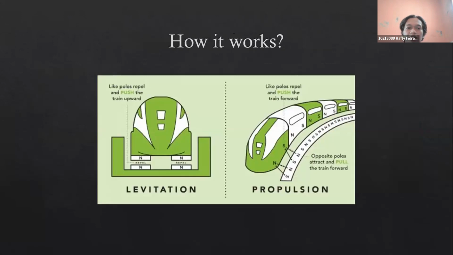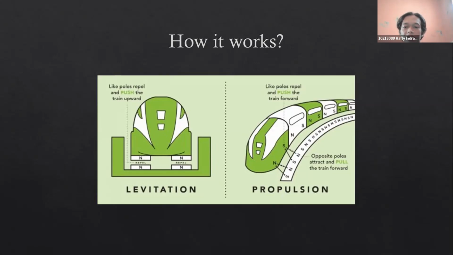And how does it work? The magnetic levitation train works as we can see in the picture, in the left picture. The train is levitating over the rail because the magnetic field under the train is north and the rail is north too. With the same magnetic poles, the train has a repulsive force, and then the train is levitating.